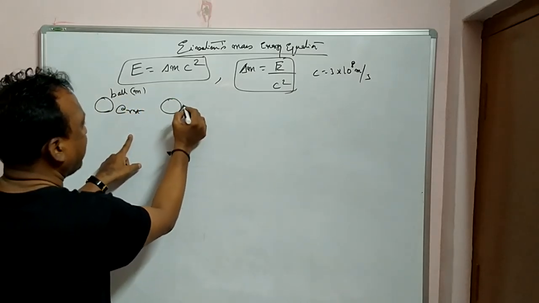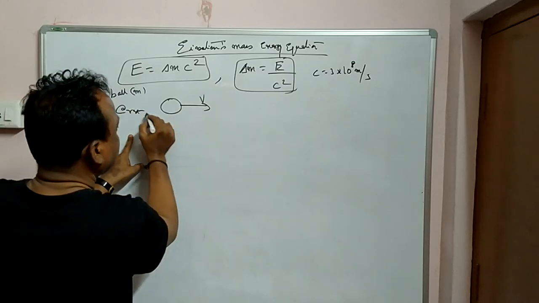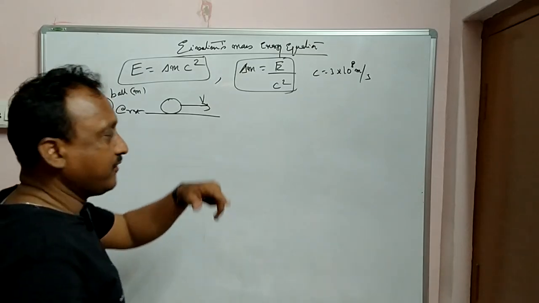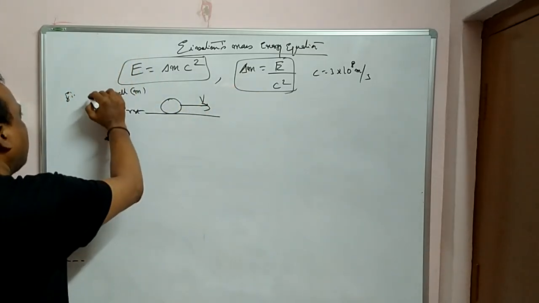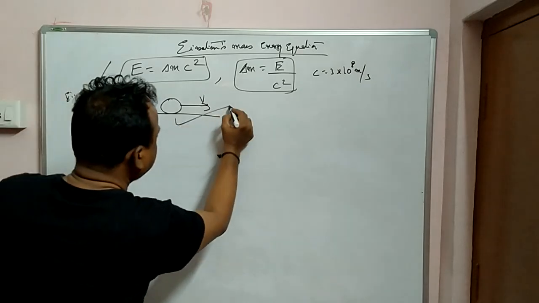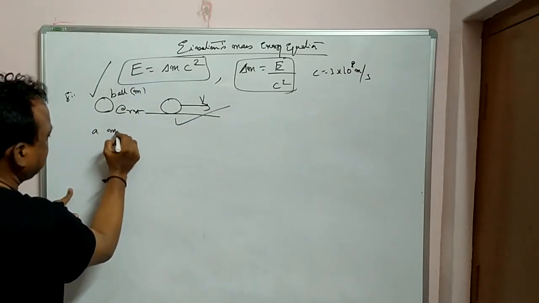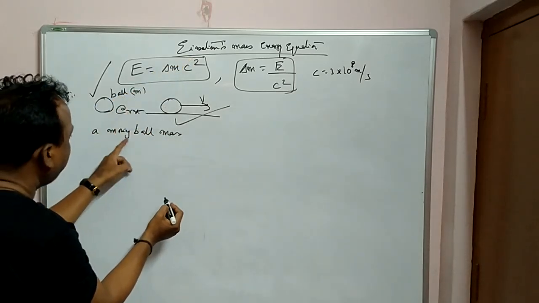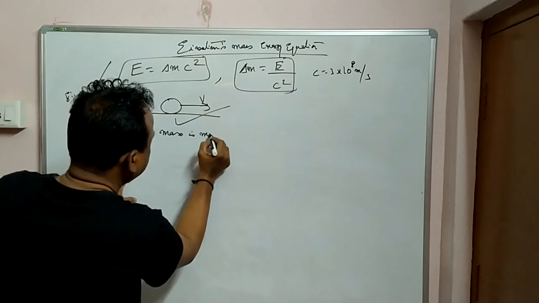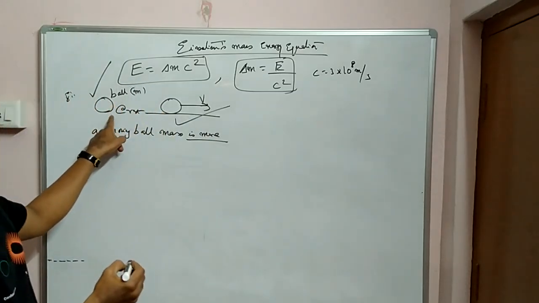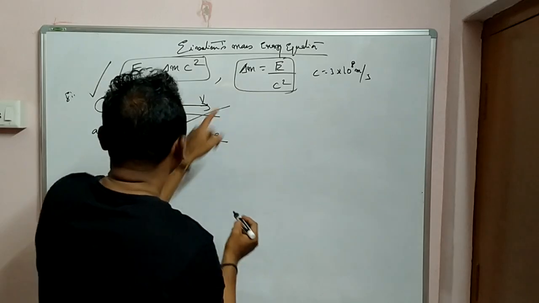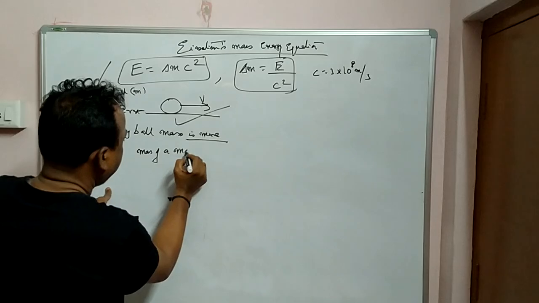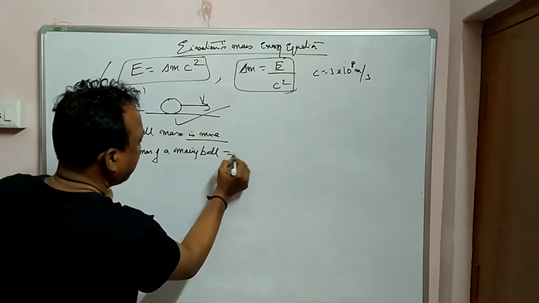Now suppose this ball is in movement. When the ball is moving, it is having some velocity. Now the question is, which mass is more: the ball mass at rest or the ball moving? Then we can say a moving ball. According to Einstein's equation, a moving ball's mass is more than the rest ball. Why? Please see here. So what is the mass of a moving ball, how will you get it?